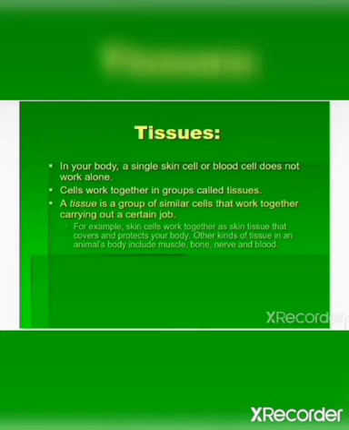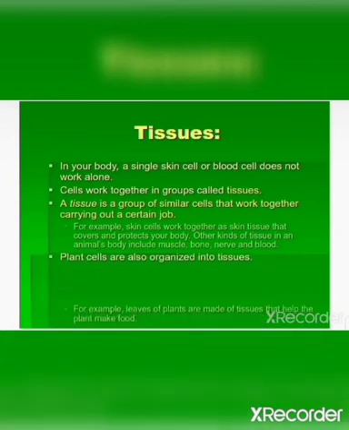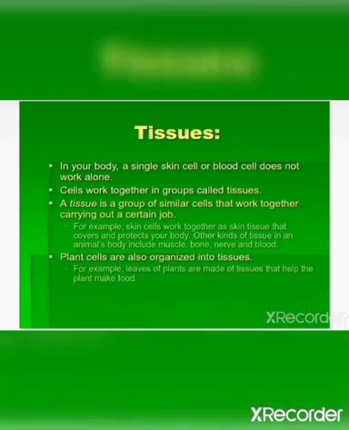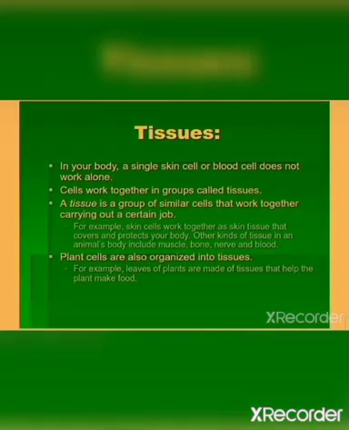A tissue is a group of similar cells that work together carrying out a certain job. For example, skin cells work together as skin tissue that covers and protects your body. Other kinds of tissues in an animal's body include muscle, bone, nerve, and blood. Plant cells are also organized into tissues. For example, leaves of plants are made of tissues that help the plant make food.